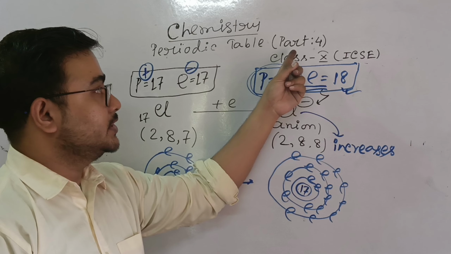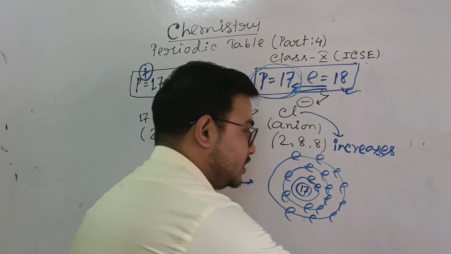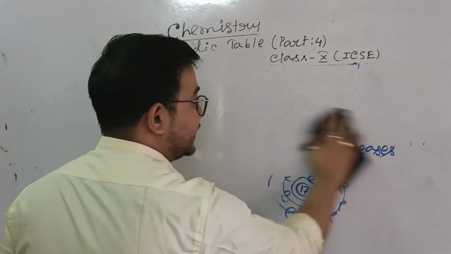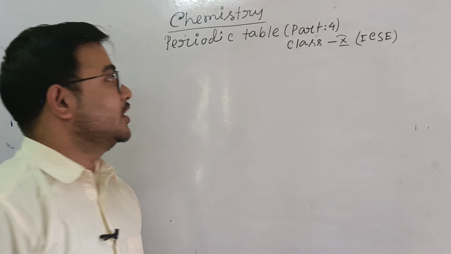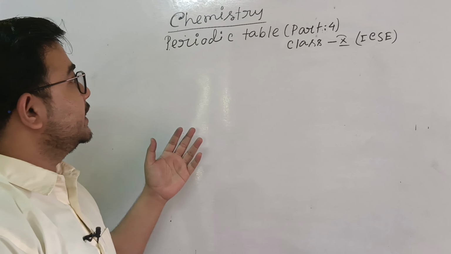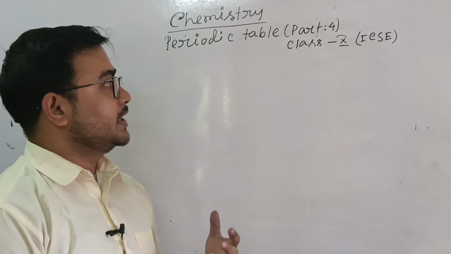So this is all related to the concepts given in the syllabus. In the previous part 3 we discussed the basic concept of radius, and today we discussed the extra concepts: exception, radius of cation and radius of anion. Okay, students, this is our part 4 video, which we have now completed. In this part we discussed the rest of the topics related to atomic radius.